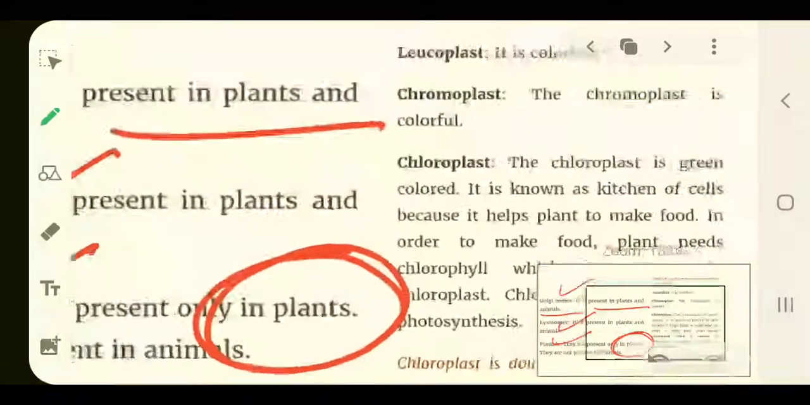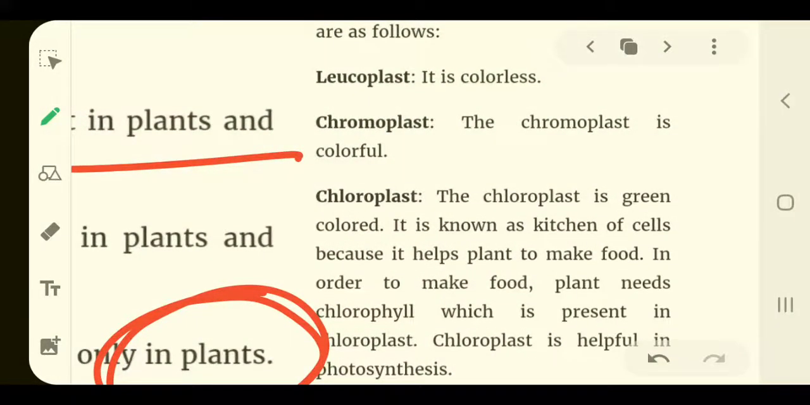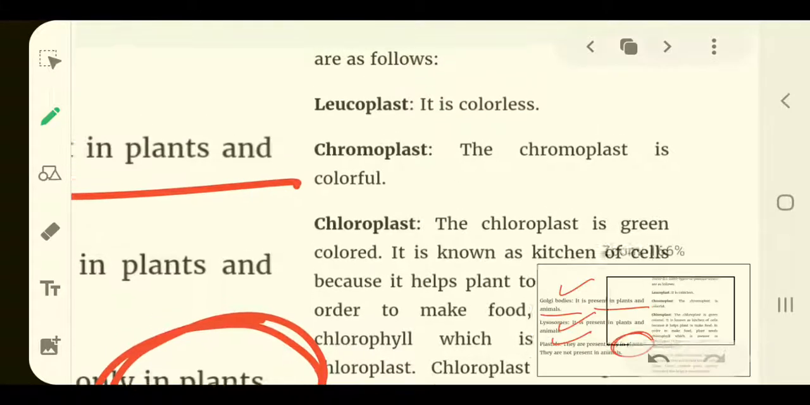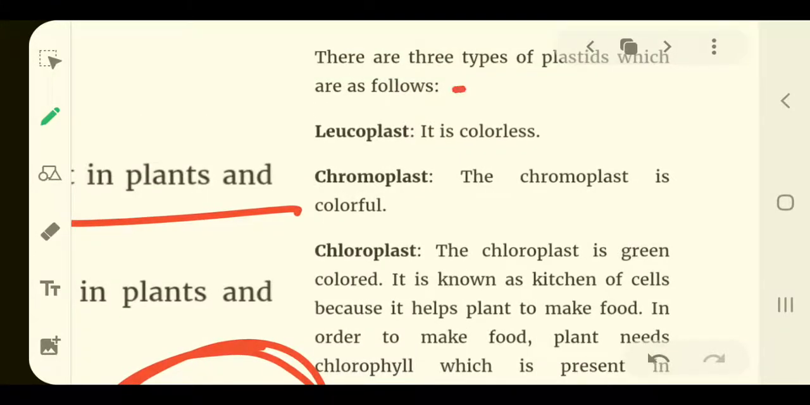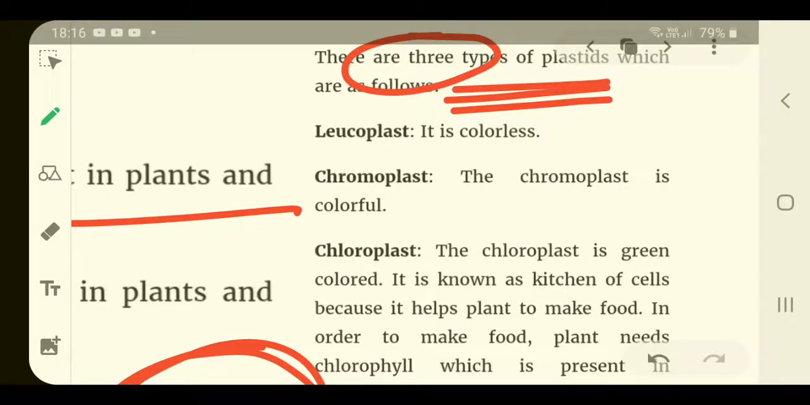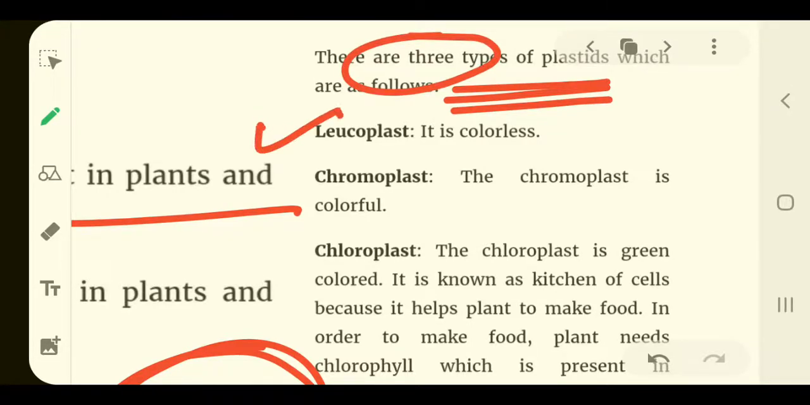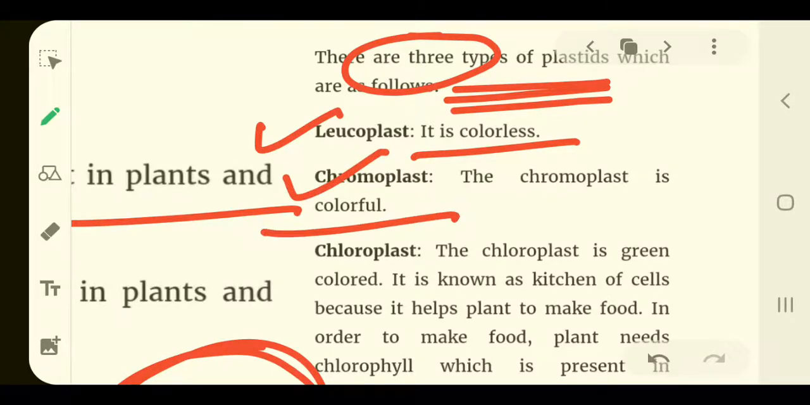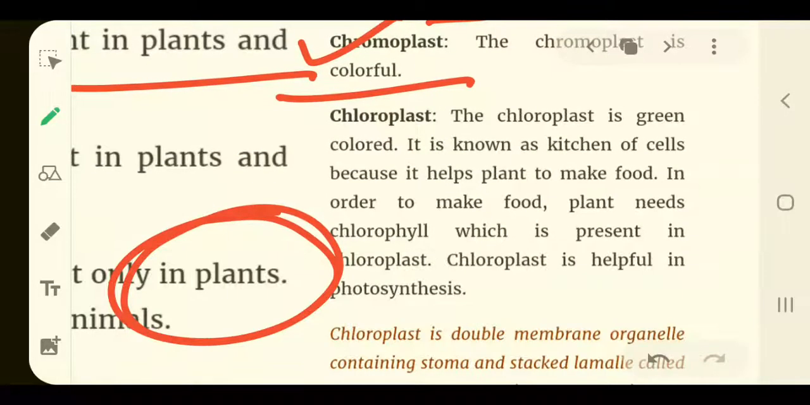For plastids you have some terms that you have to read and write. There are three types of plastids. First is leucoplast; it has no color, so it is colorless. Other is chromoplast, which is colorful. And third, the most important, is chloroplast.